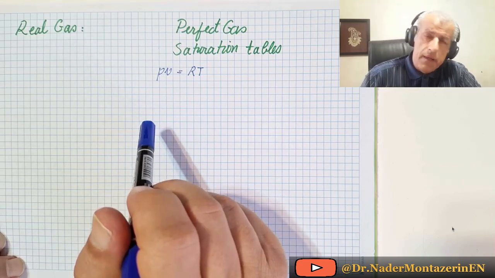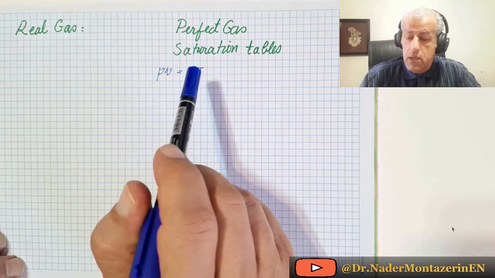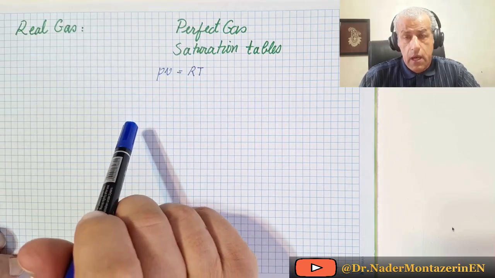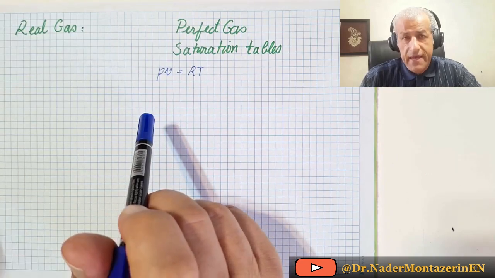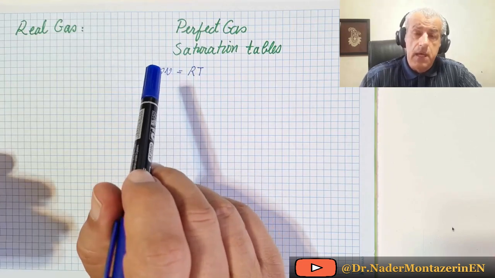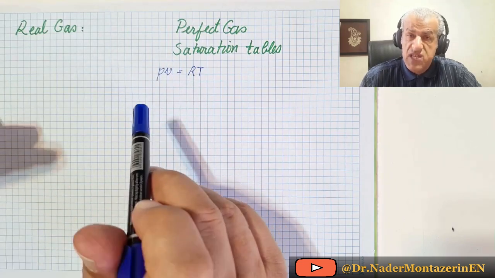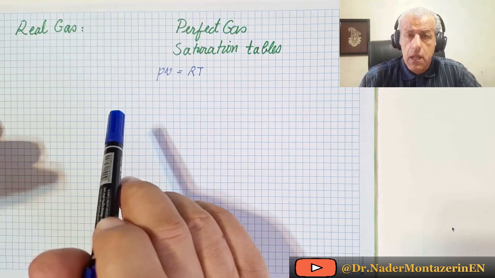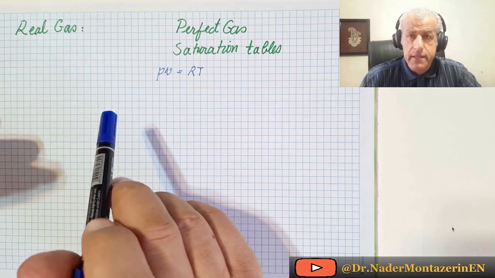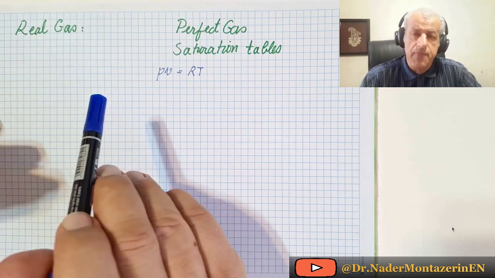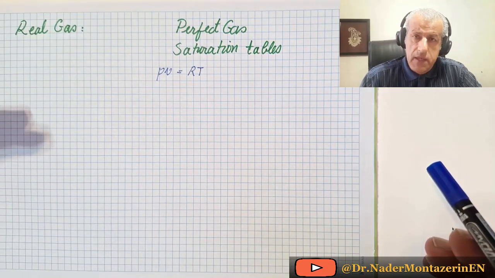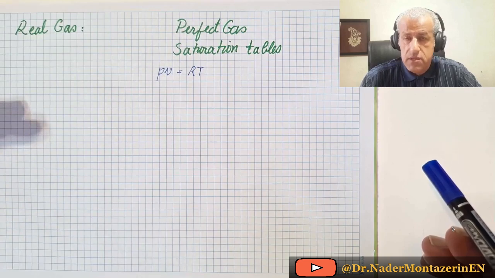Now, the other alternative that we used was to use saturation tables. That was when our material was not a perfect gas, and it was very close to phase change. It was either liquid or vapor or solid, and it was changing phase. What we did was to learn how to find their properties from different saturation tables.